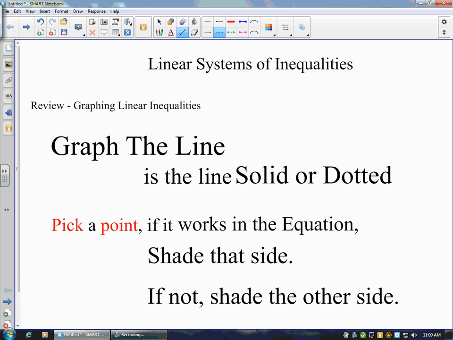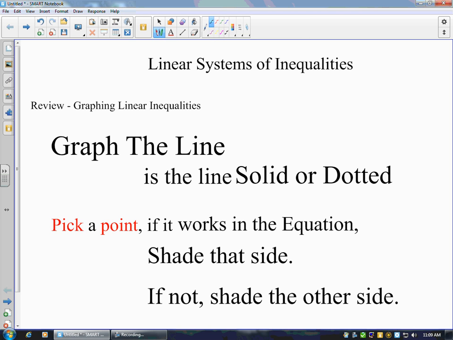Hello. Today we're going to talk about linear systems of inequalities. First, I'd like to review a little bit. Graphing linear inequalities. Remember, graph the line. Is the line solid or dotted?